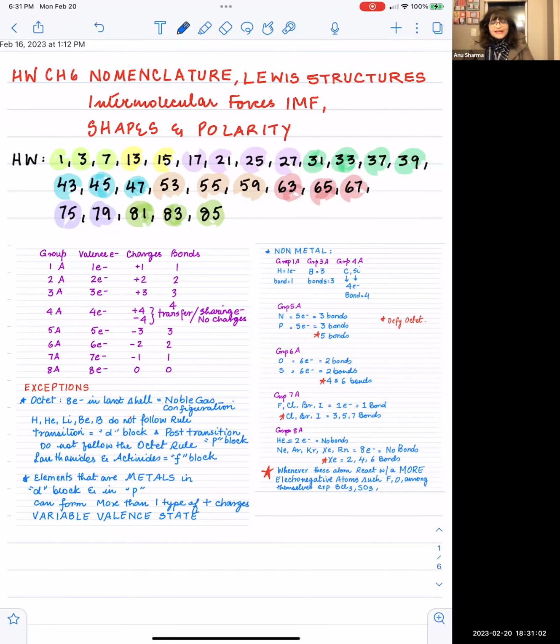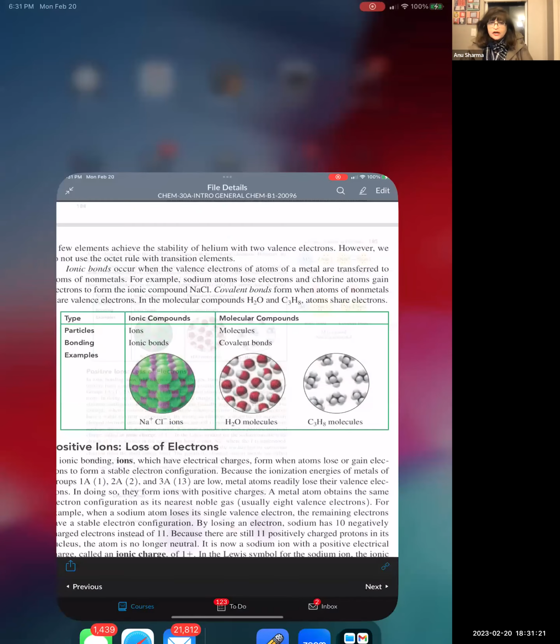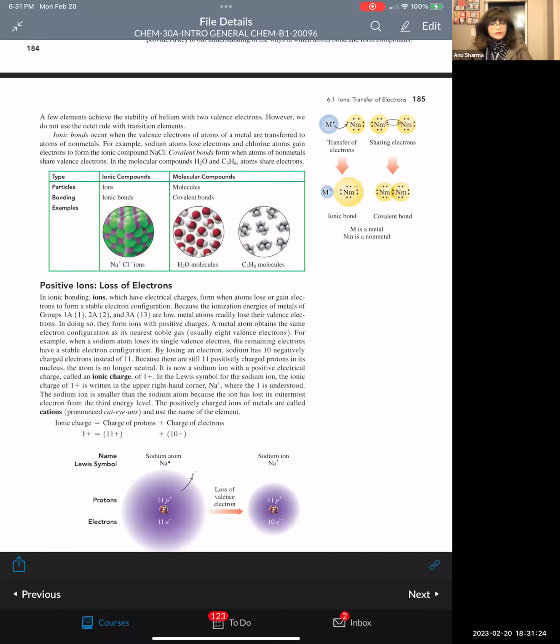Hi, guys. Okay, let's look at chapter 6, homework questions on nomenclature, Lewis structures, shapes and polarity, and then the intermolecular forces. So first of all, I have listed all the questions from the homework on this page, and we are going to just do a review of those concepts from the book.